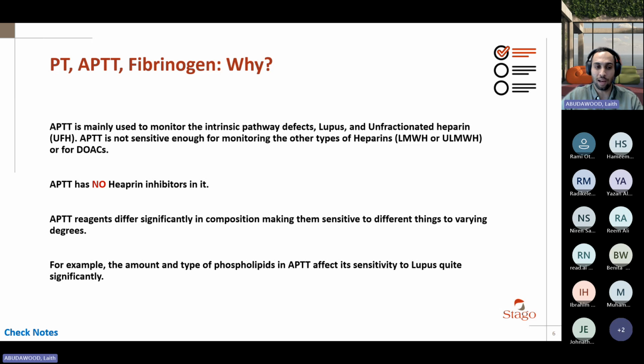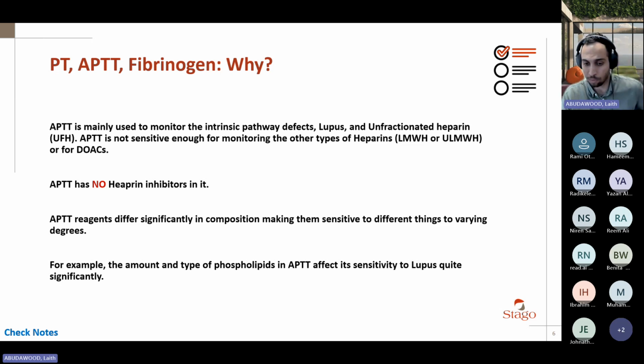And the primary reason behind that is the composition of the reagent is different from reagent to reagent. Even, for example, PTT Automate and CKPrest. They are both from Stago, but their composition is different. Why would Stago make reagents with different compositions? Because we need different APTT reagents for different uses. Not all APTT reagents can do everything that you want.